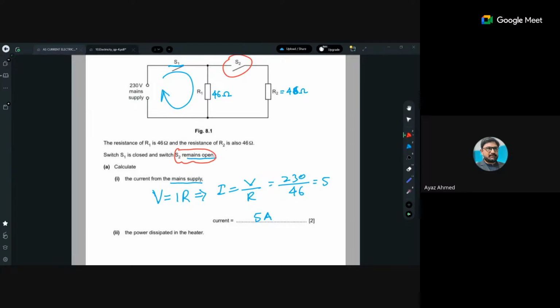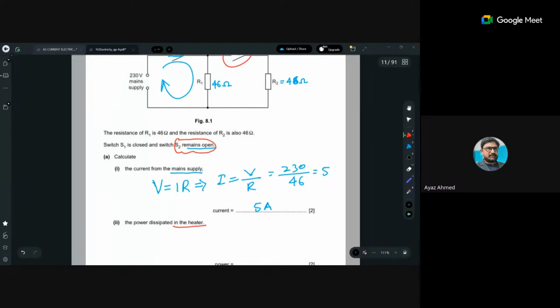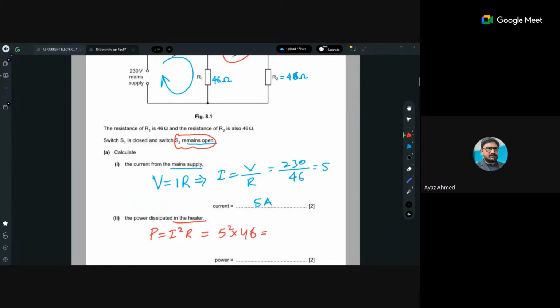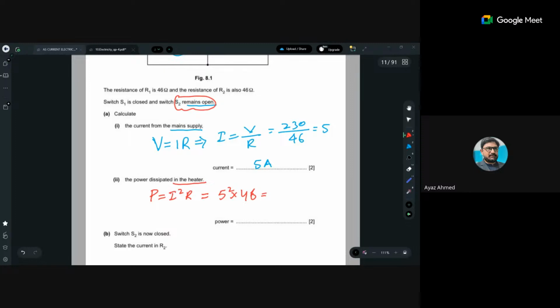The power dissipated in the heater, I mean heater one. Only heater number one is there, no? So power is equal to I square R. We got the current, so 5 square times 46. So what will be the answer? 1150 watt.